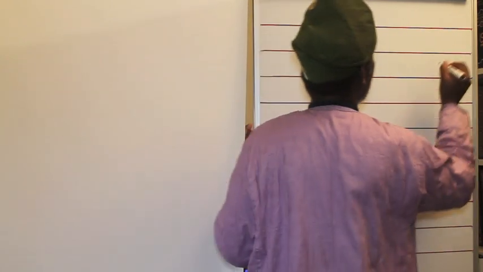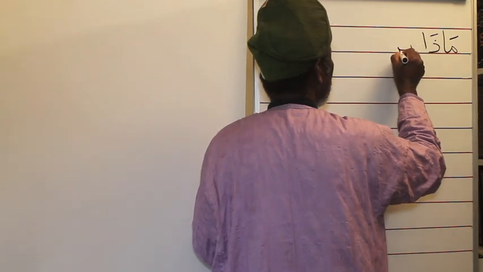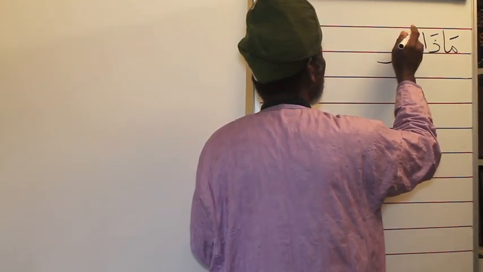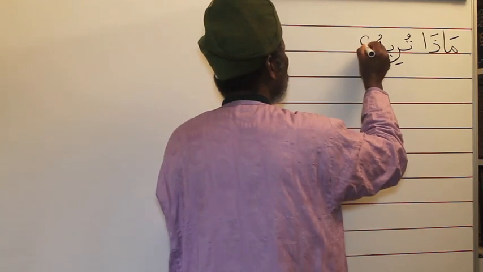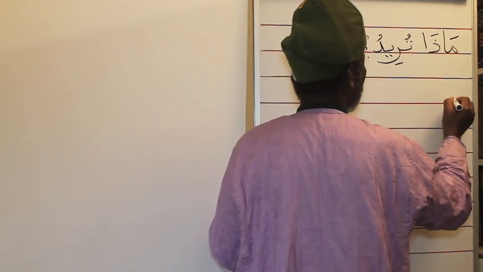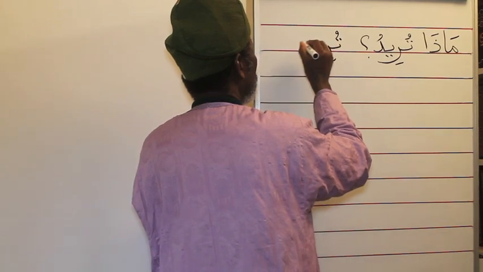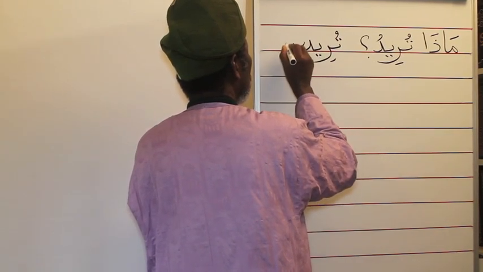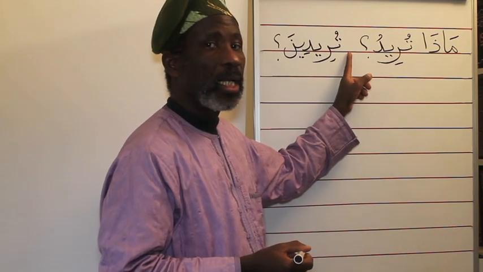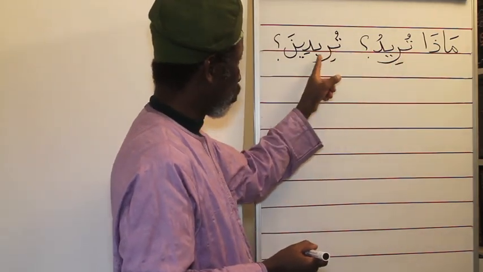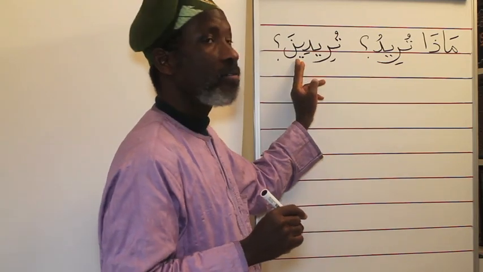Okay, the next one is mada, and then another action word, verb. Mada, let's try it. You know mother already. What about this? Two dots. Let's write the other one here. Mada turidu. Mada turidina. This is speaking to a singular male, singular female.